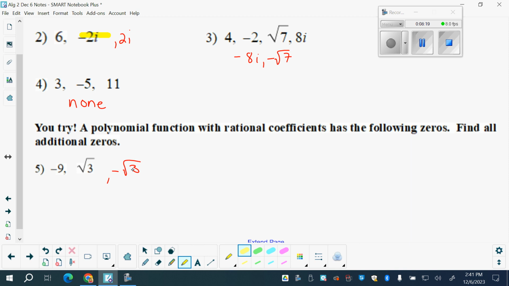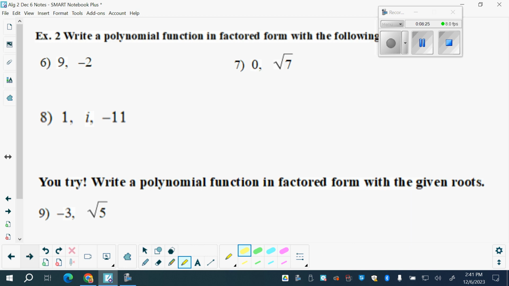Questions on that before we go on to the next one? Okay, easy peasy, huh? Not too bad. Okay, so now what we're going to do is we're going to write this in factored form. So if 9 is a root, what will the factored form be? x minus 9 or x plus 9? x minus 9.